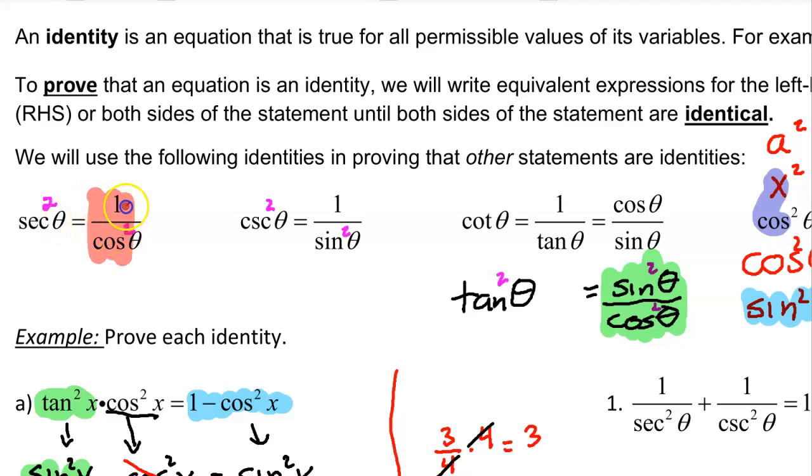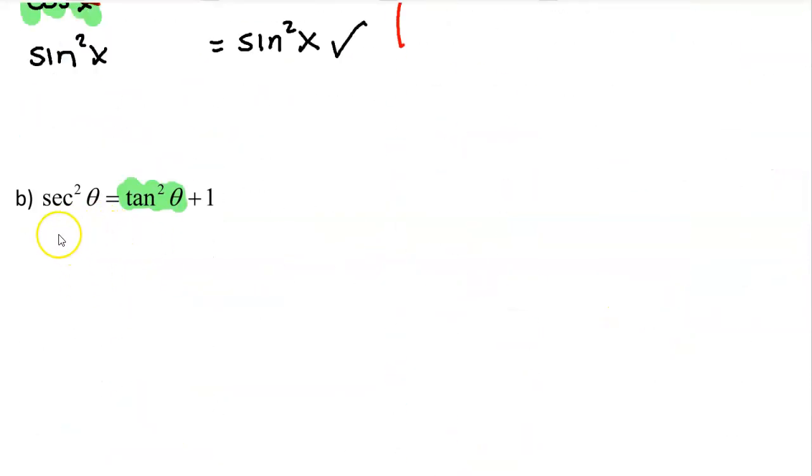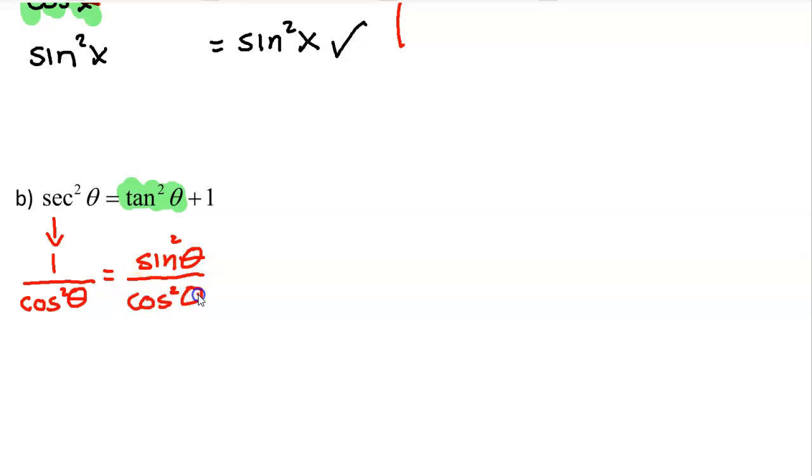Secant squared is going to be 1 over cosine squared. So I'm going to replace secant squared with 1 over cosine squared, and then tangent squared again with sine squared over cosine squared, and simplify. The tangent, slope, rise over run, sine squared over cosine squared. And then plus 1.